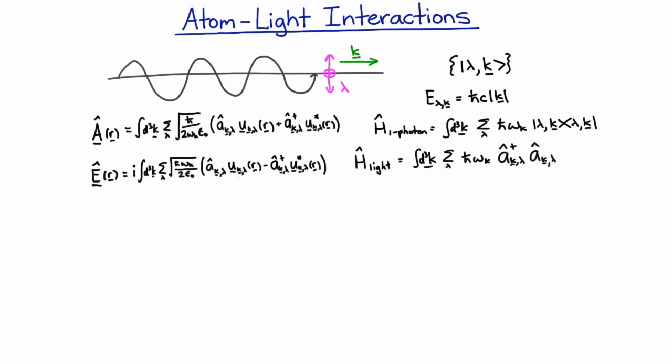Now, light only affects charges, and atoms are neutral. So does light in fact interact with atoms at all? And if so, what's the dominant interaction between an atom and light?